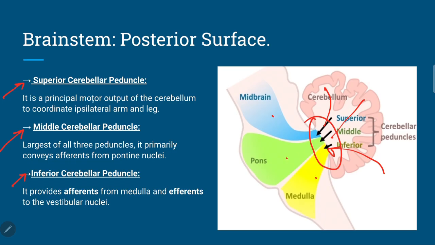The superior cerebellar peduncle is the principal motor output of the cerebellum to coordinate ipsilateral arms and legs. The middle cerebellar peduncle is the largest of all three, and it primarily conveys efferents from the pontine nuclei. And then we have the inferior cerebellar peduncle, and it provides efferents from the medulla and efferents to the vestibular nuclei.